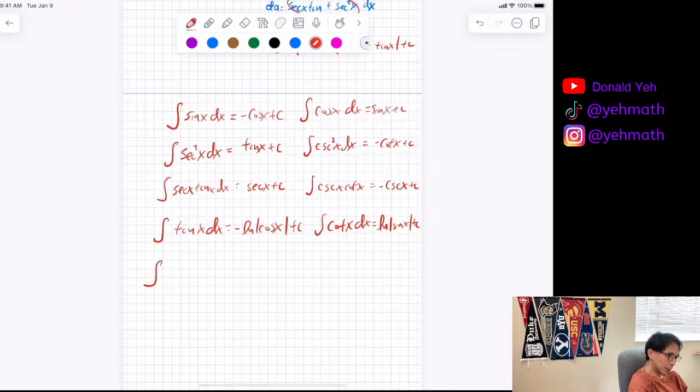Now what's the integration of secant of x that we just discovered? Which is equal to natural log of secant of x plus tangent of x plus c. And the integration of CSC of x dx is going to be equal to negative natural log of CSC of x plus COT of x dx plus c. So we just found all the trig integrations already.